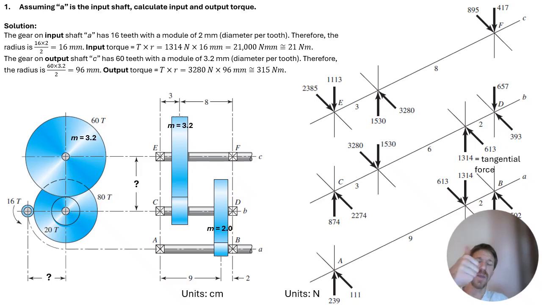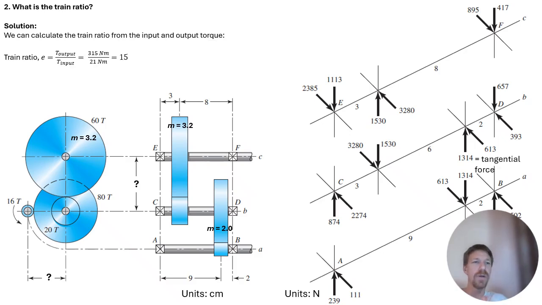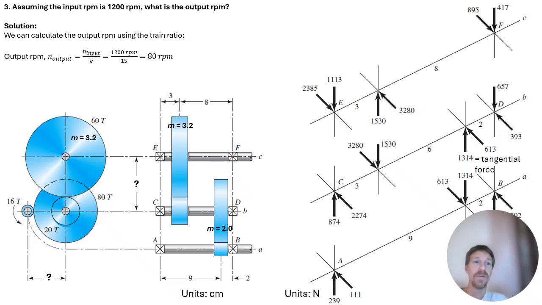Based on an input torque of 21 Newton meters and an output torque of 315 Newton meters, I could divide 315 by 21 and find that the gear train ratio is 15. So there we go, the train ratio equals T output over T input, 315 over 21, that's 15. 3. Assuming the input RPM is 1200 RPM, what is the output? We just calculated the train ratio, so 1200 RPM divided by 15, the output must be 80 RPM.